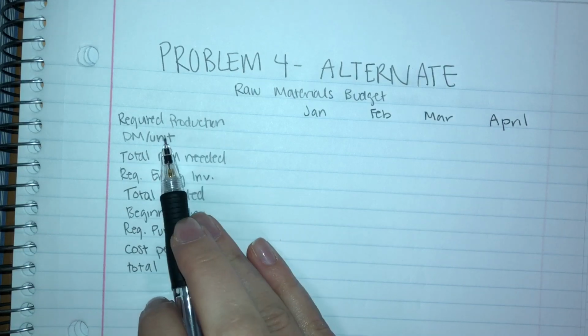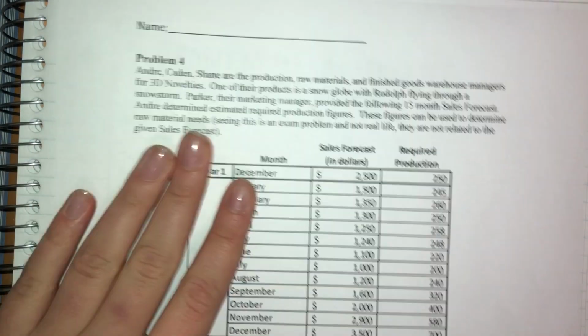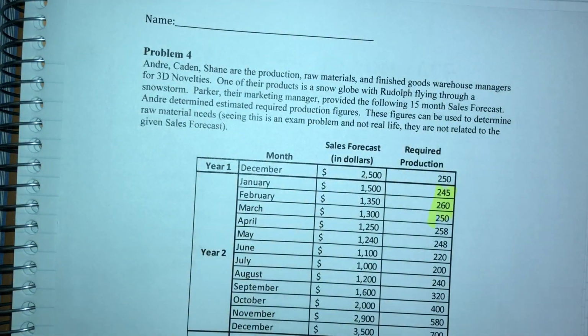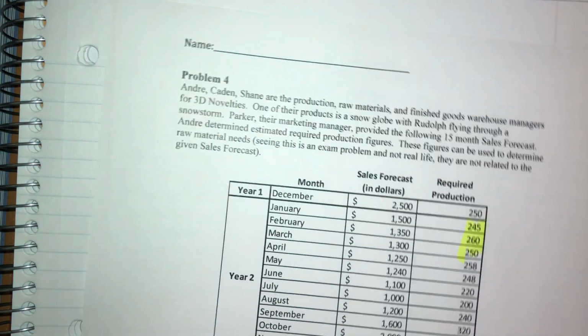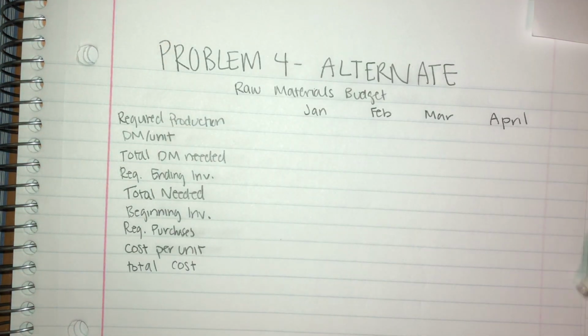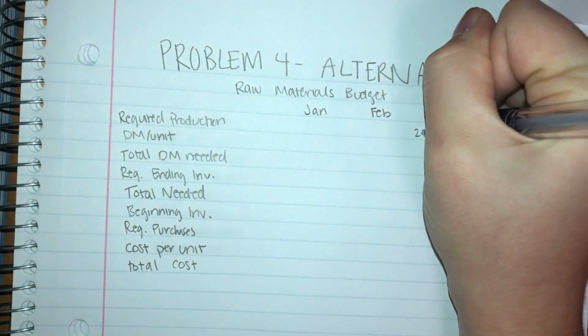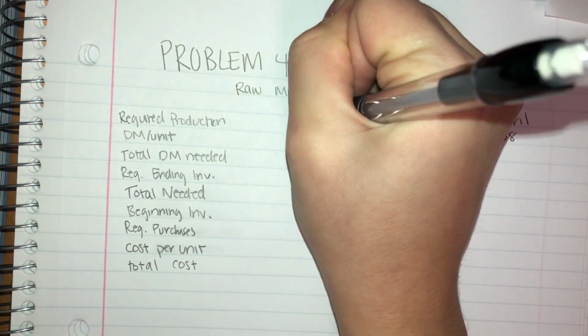So the required production, I'm just going to take these numbers on this page and take a highlighter and highlight these. Those are the ones I want. So 245, 260, and 250. And then I also want April, so I should have highlighted that. But I'm going to just go backwards here: 250, 260, and 245.